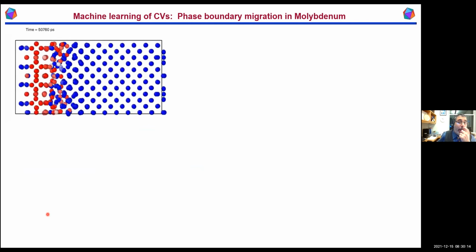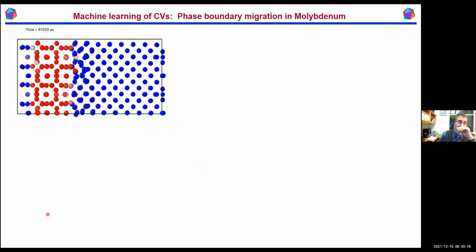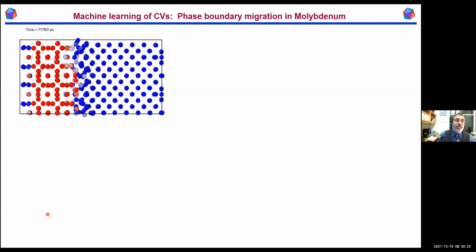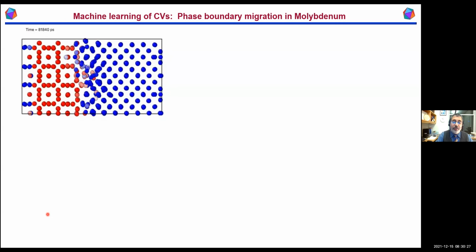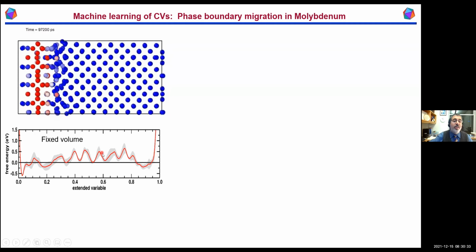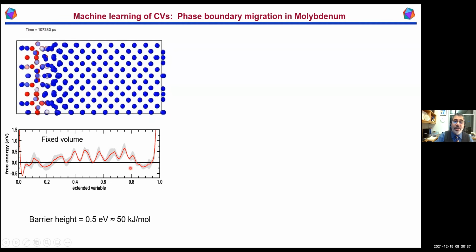Okay. And not only can you drive one phase into the other, but you can grow the other phase back in. So you're getting statistics on the transition process. Now, if you do this at constant volume, you get a free energy profile that looks like this. And you can see very clearly a barrier for the transition of each layer. That barrier is about 0.5 eV.